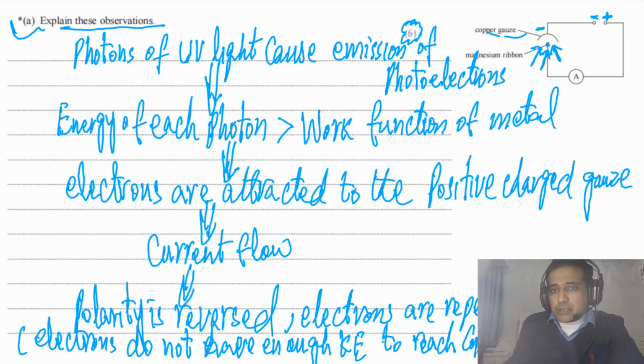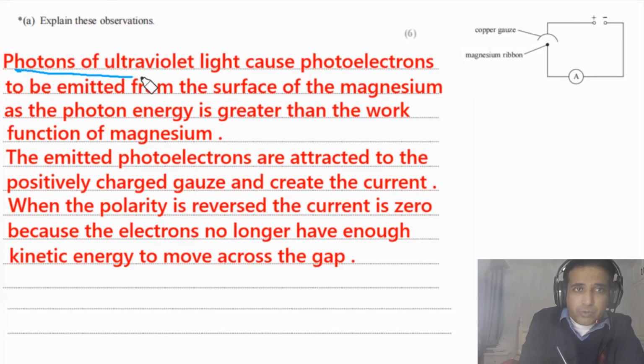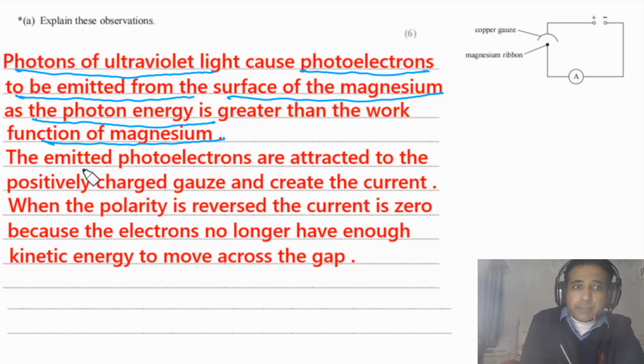Let me show you how you can write down your answer. You can mention these 6 points in your answer. If you write down photons of ultraviolet cause photoelectrons to be emitted from the surface of the magnesium ribbon, you will get 1 mark for that. If you say photon energy is greater than work function of magnesium, you will get another mark.